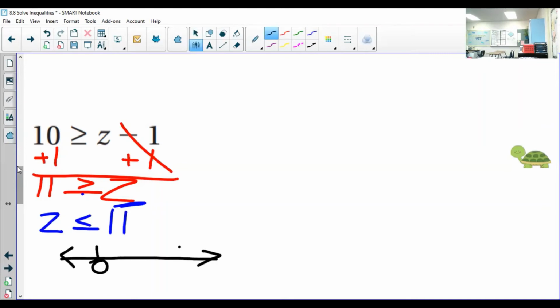I have 0. I have 11. Less than or equal to is going to be a closed circle. Oh, I should use red. Sorry. Closed circle. And less than is going to be everything in this direction.